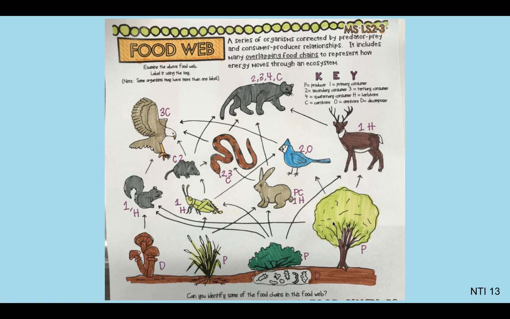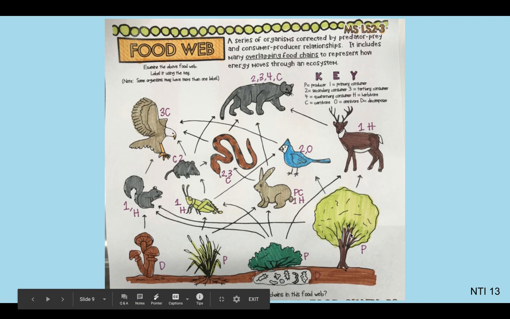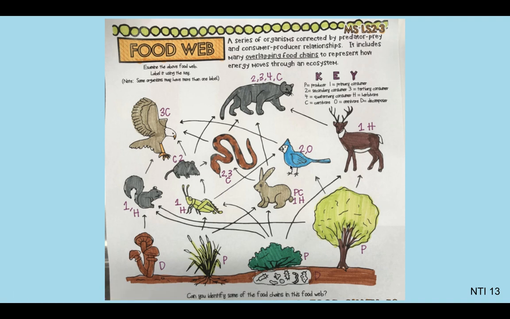So we have all these different animals and plants and how they interact with one another. And how they're connected by predator-prey relationships and those consumer-producer relationships. So you'll see that the tree is a producer, and then the bird is a secondary consumer and also an omnivore. And then that bird is connected to the eagle, and that eagle is a tertiary consumer and a carnivore. So all these different animals and plants are different pieces to a food web.